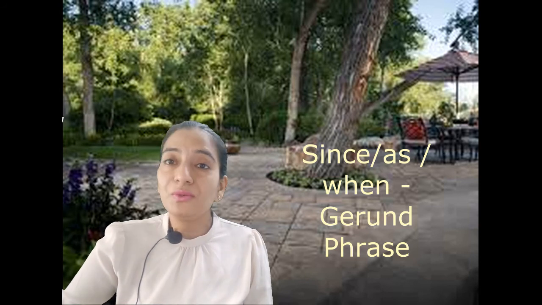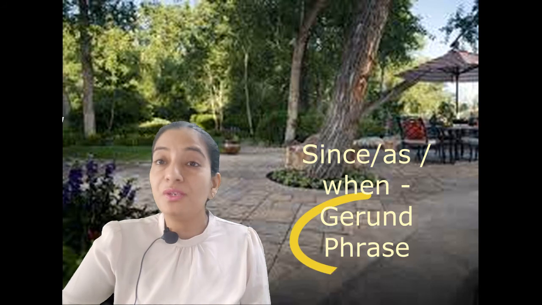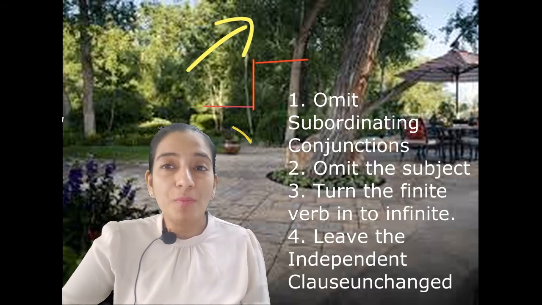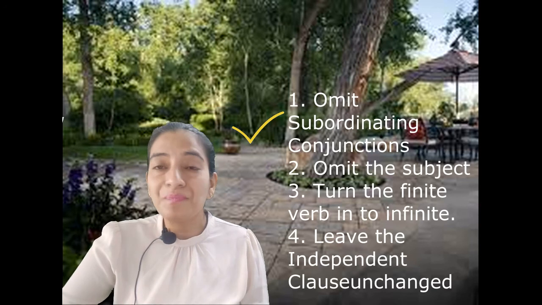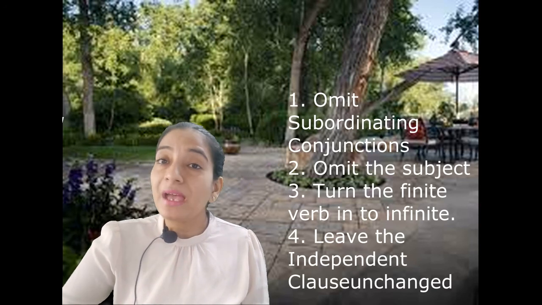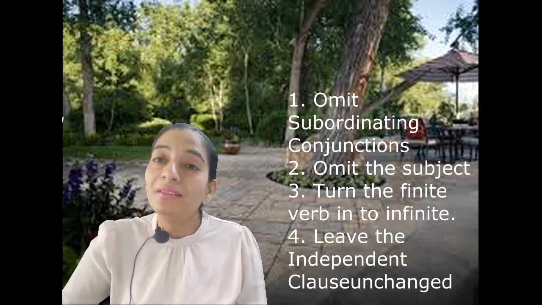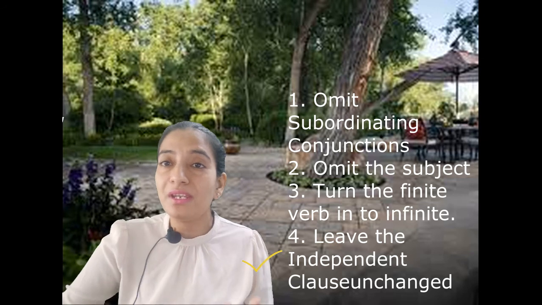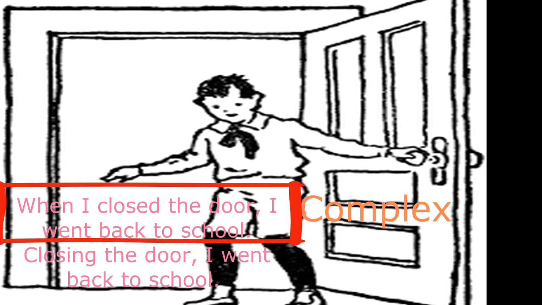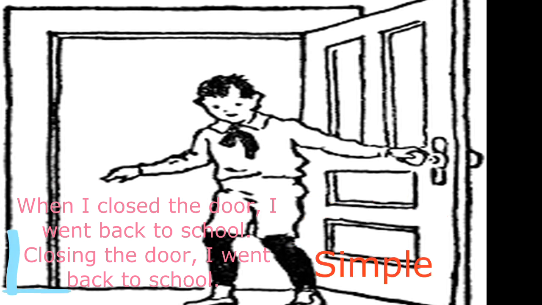Suppose you have a complex sentence with subordinating conjunctions like since, as, and when, and your subject is the same in both the clauses. In that case, you need to turn your subordinate clause into a gerund phrase. So what are the steps? You need to first omit your subordinating conjunction, then omit your subject, and the third step, you need to turn your finite verb into a gerund form, and the last one is you need to leave your independent clause unchanged. Now suppose we have a complex sentence: when I closed the door, I went back to the school. And therefore our simple sentence will be, closing the door, I went back to the school.